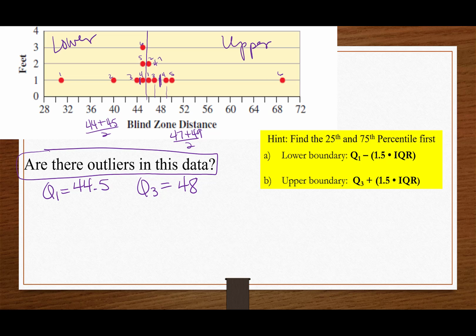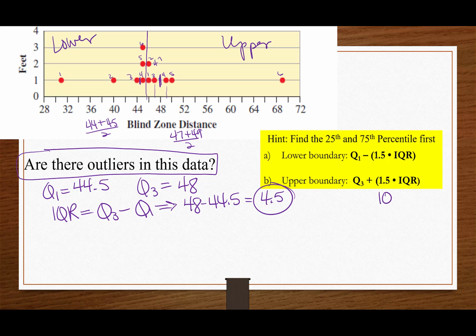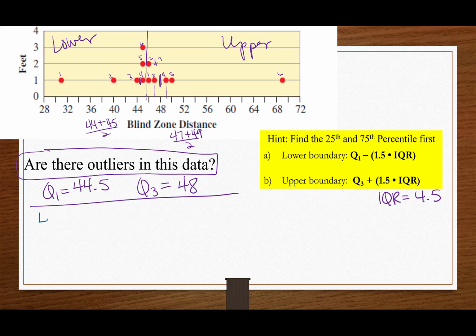Okay, the next piece of information is that we have to find the IQR, which is quartile 3 minus quartile 1, which in this specific question, it's 48 minus 44.5, which is 4.5. So I'm going to write that piece of information over here, and then I can erase the screen to make more room. Okay, first, let's identify the lower boundary.